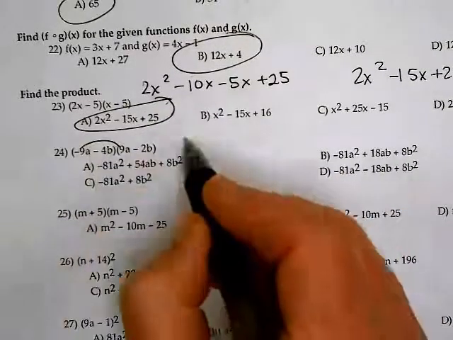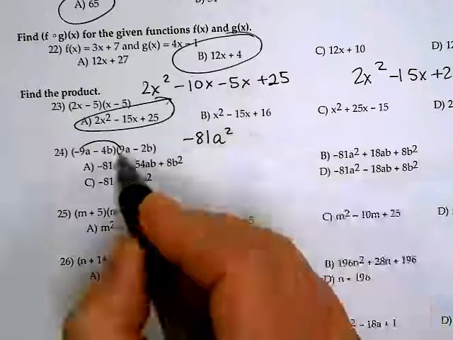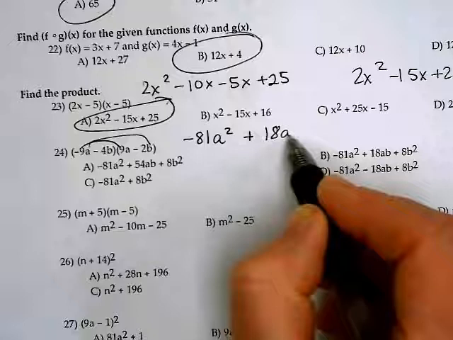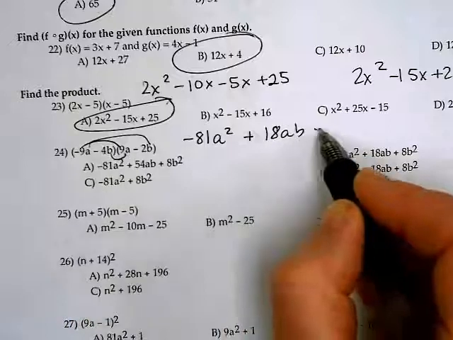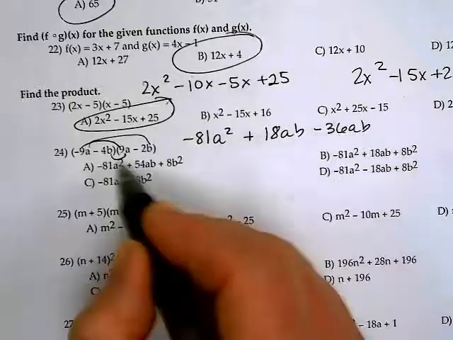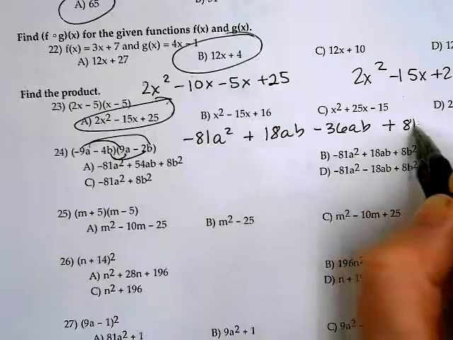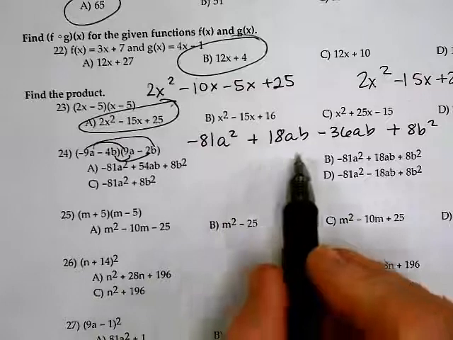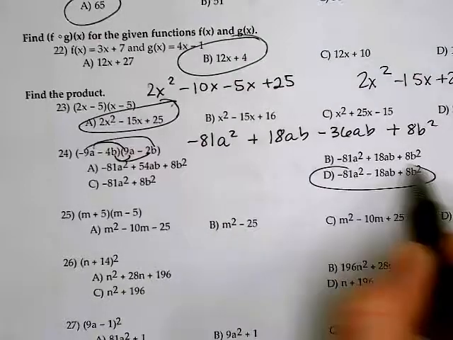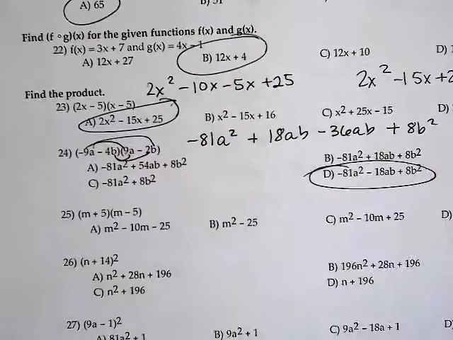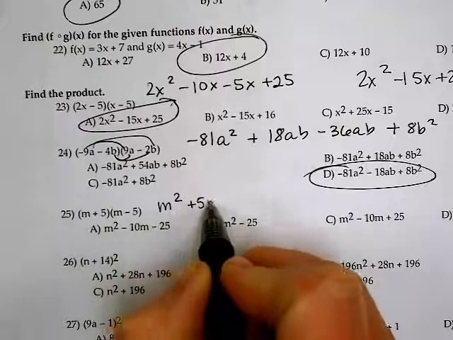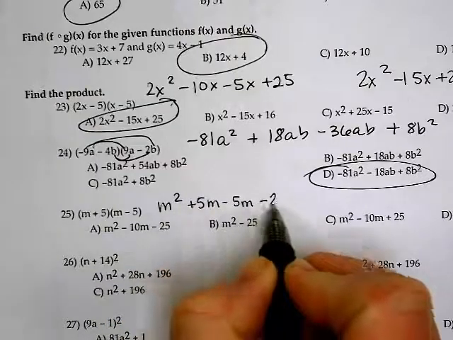24, negative 81a squared plus 18ab minus 36ab plus 8b squared. What happens when you combine those? Negative 81 minus 18 plus 8. 25, m plus 5 times m minus 5: m squared plus 5m minus 5m minus 25.